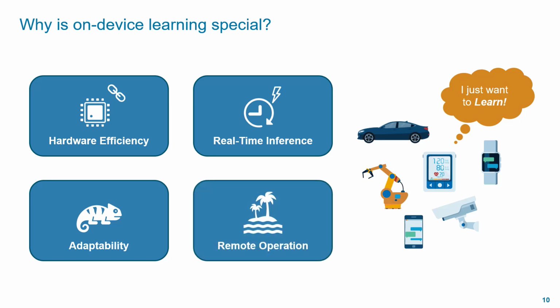And finally, on-device learning is special because it enables remote operation. There are several interesting use cases for edge AI that are now enabled with the ability for on-device learning for devices that do not have the luxury of a constant internet connection or are deployed to remote locations. So with on-device learning, they can continue to be updated without a connection to the cloud.